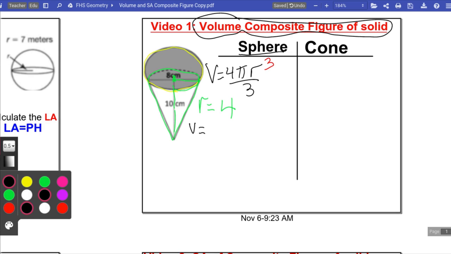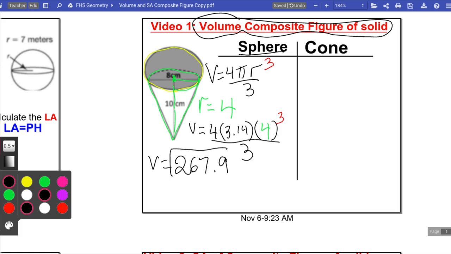So V is 4 times 3.14 times the radius, which is 4, all of that divided by 3. All right, let's do this thing. So V equals, when you put this whole thing in your calculator, you get 267.9. Let's just save it right there. That's for the sphere. Sphere, check.